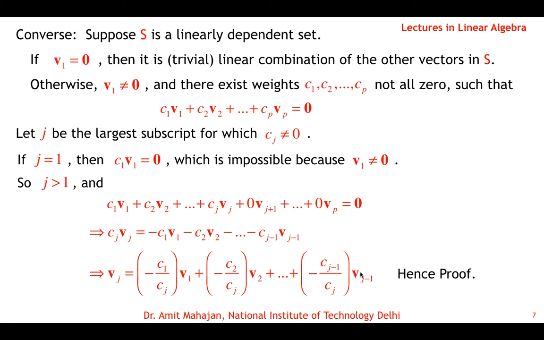So this is the proof of the other side, that if the set is linearly dependent, then there is at least one vector vj which is a linear combination of the preceding vectors v1, v2, ..., v(j-1).